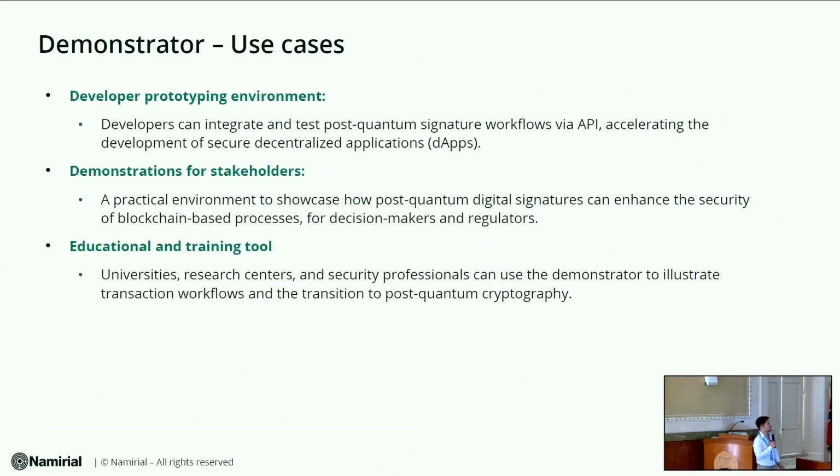The use case for our demonstrator is just some sort of testing. We are right now not trying to implement it on the chain itself, but we are studying how it can be possible to protect ourselves in the future and right now.